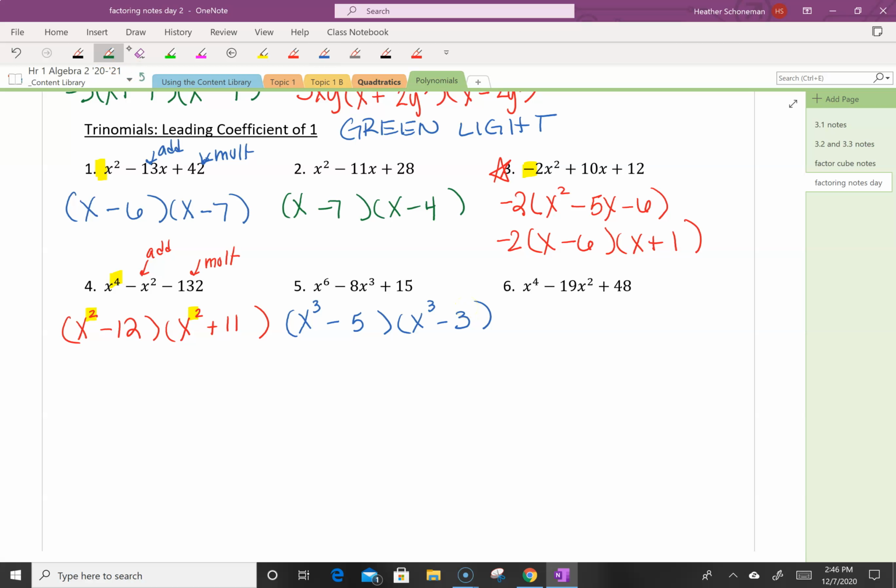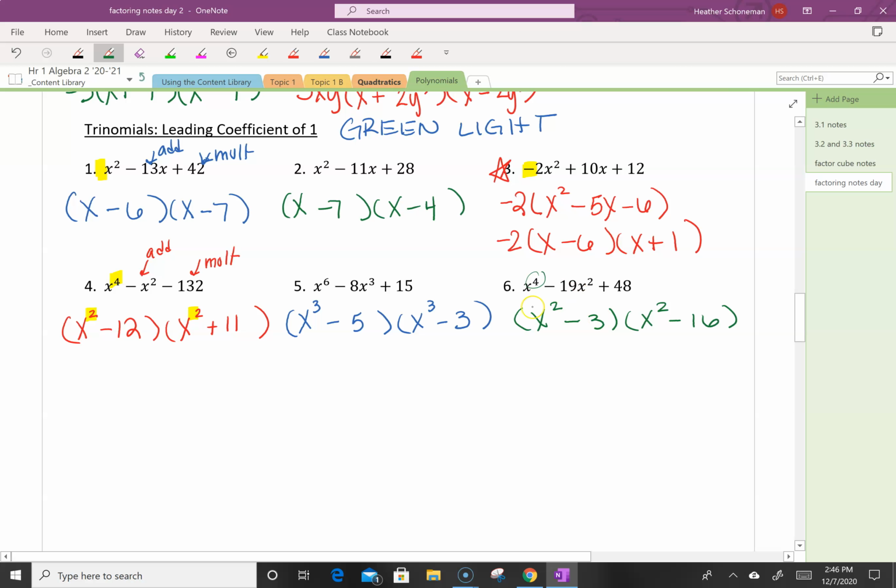Number 6. All right, it's a trinomial, the leading coefficient of 1. I'm going to go straight to my two parentheses. Normally I'd have an x and an x, but this time I'm going to have x squared and x squared because I need to get it to multiply to x to the 4th. Now the two numbers that multiply to positive 48 and add to negative 19, you may not know immediately, but use your calculator, do a little guess and check. What goes into 48? Try 2, try 3, try 4. Well, you're going to end up that's negative 3 and negative 16.